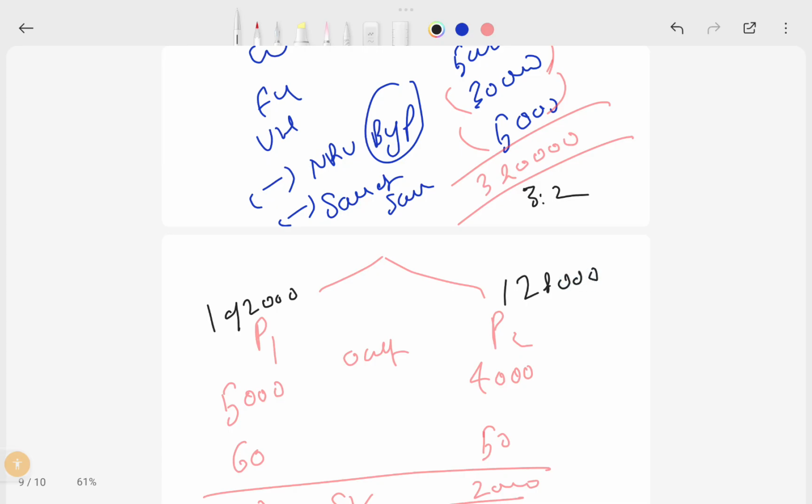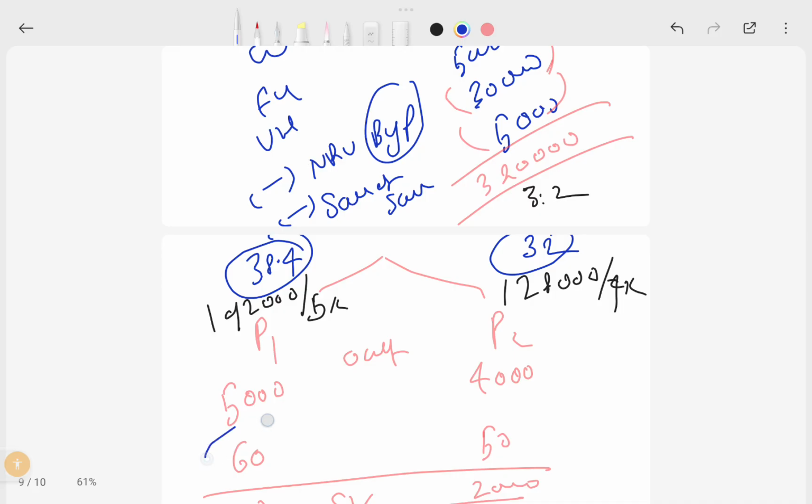So for the cost of each product, you divide by 5,000 and by 4,000. The cost of this product will come to 38.4, and the cost of this product will come to 32. So now you know the cost. Obviously you are selling your product for more than your cost, because the cost is 38.4 and 32 and the selling price is 60 and 50, because it is cost or NRV, whichever is lower.